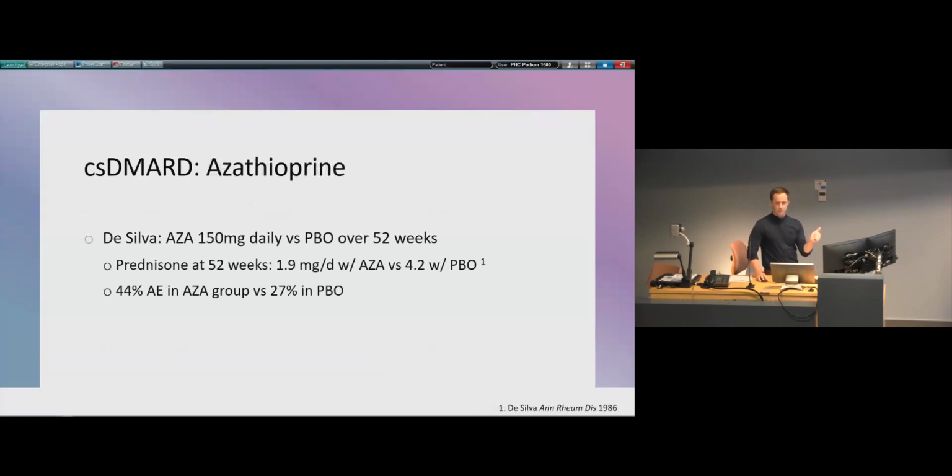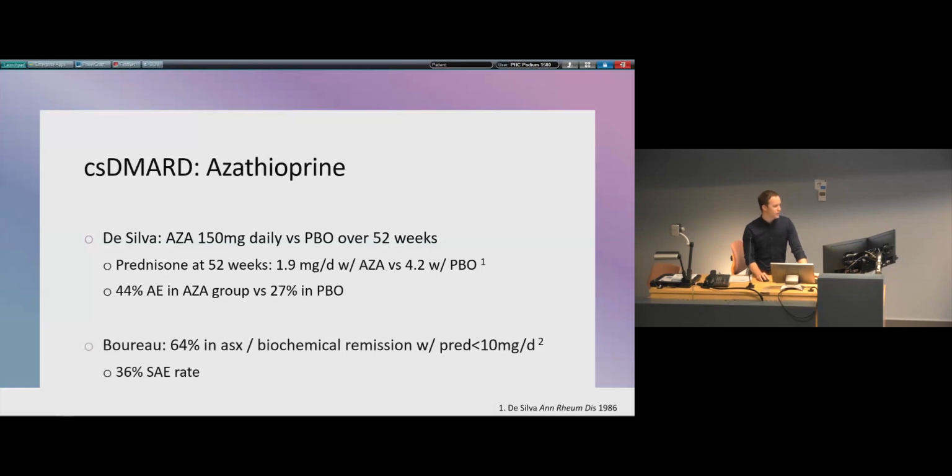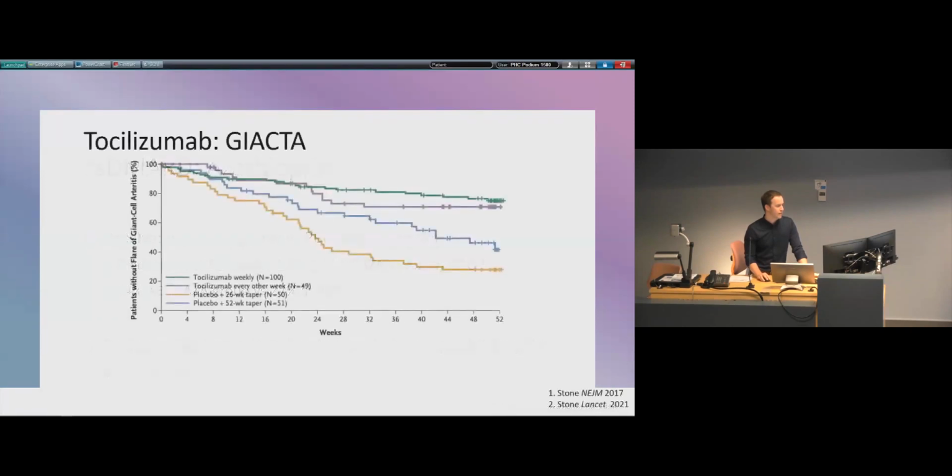Azathioprine, not as successful in the studies that have been done for it. Essentially some very modest reduction in daily prednisone dose after about a year, with a very significant increase in adverse events, which was re-demonstrated in a subsequent study. So azathioprine, not something we're reaching for regularly for GCA.